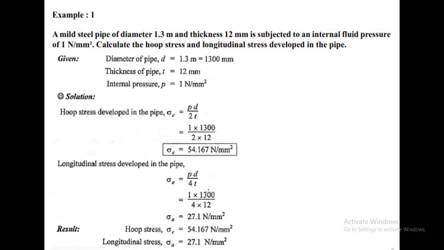So we can use two kinds of formula. One is PD by 2t, that is for hoop stress. Another one is PD by 4t, that is for longitudinal stress. Substitute the values and get the answer as 54.16 as hoop stress and 27.1 as longitudinal stress.